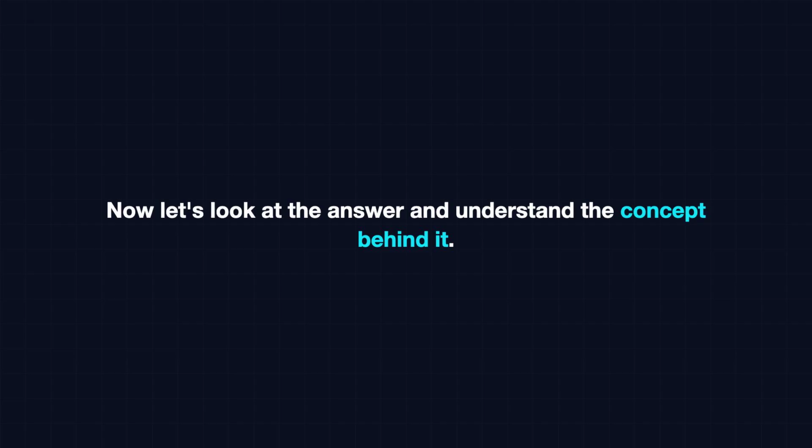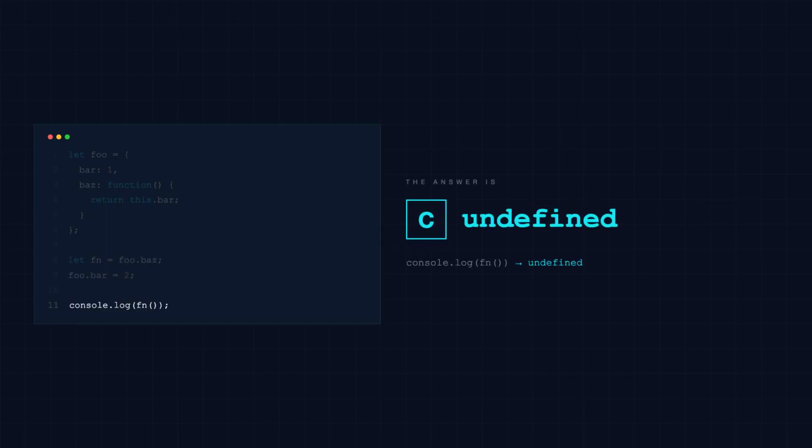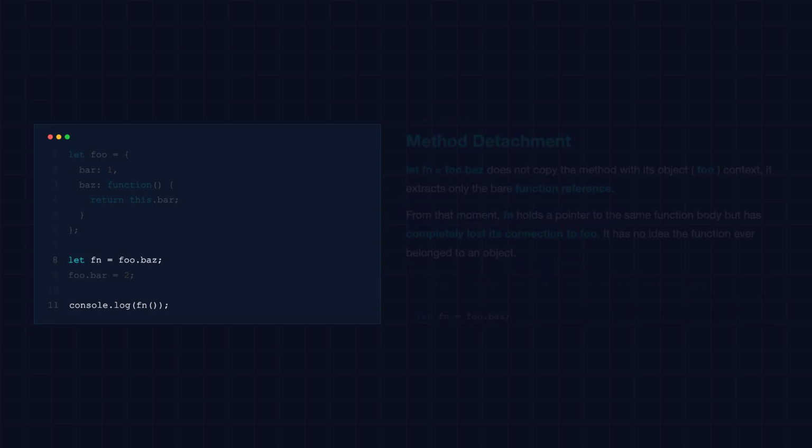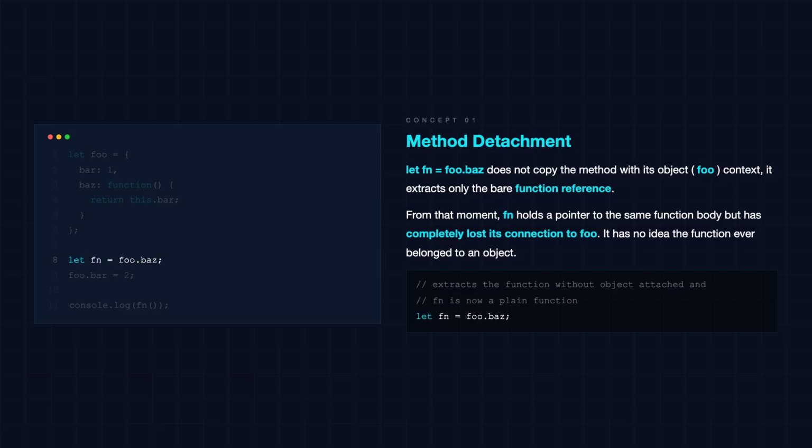Now let's look at the answer and understand the concept behind it. The answer is C, undefined. Let's break down exactly why. The trap begins on line 8. When you write let fn = foo.baz, you are not copying the method with its object context. You are extracting just the bare function reference. From that moment, fn holds a reference to the same function, but it has completely lost its connection to foo. It has no idea the function ever belonged to the object foo.